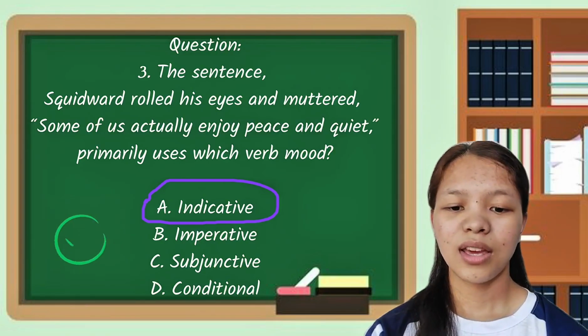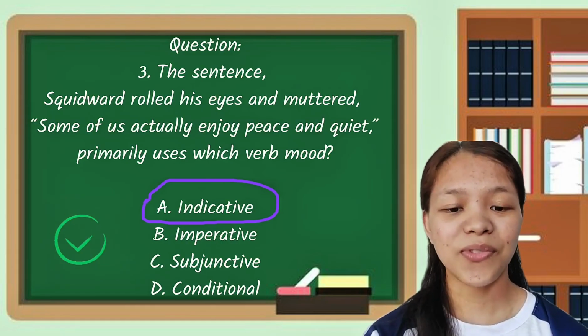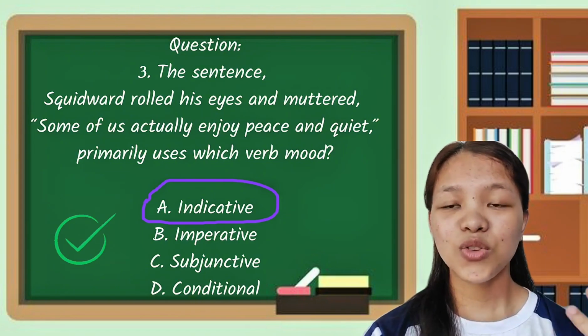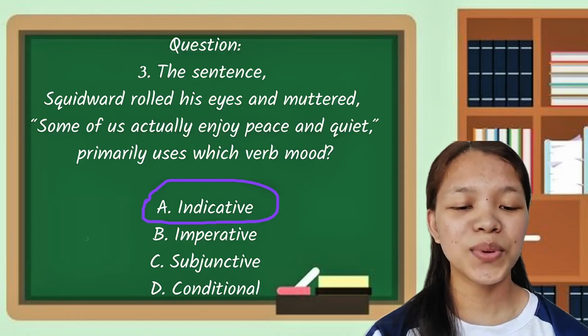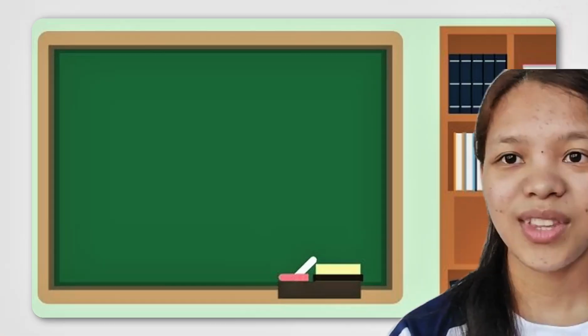It is letter A, Indicative, because indicative mood is used to express facts, opinions, or statements. Again, Squidward is simply stating his opinion about enjoying peace and quiet, which makes it indicative. Alright, understand, everyone? Let's continue with question number 4.